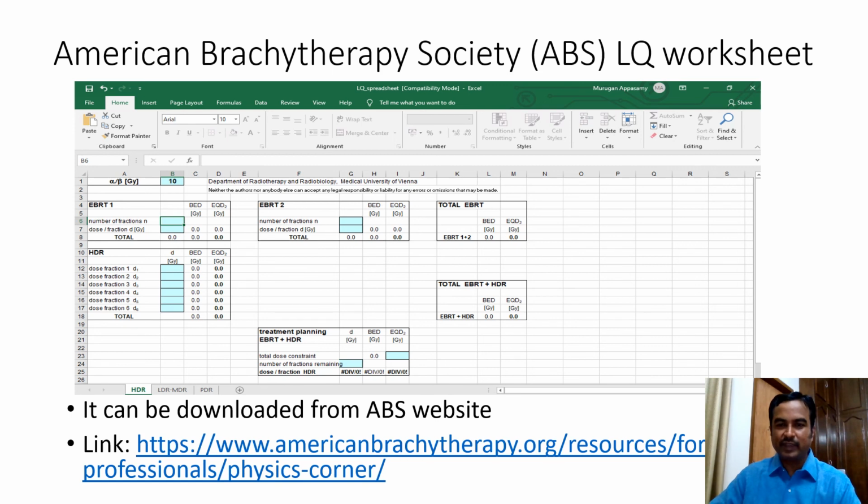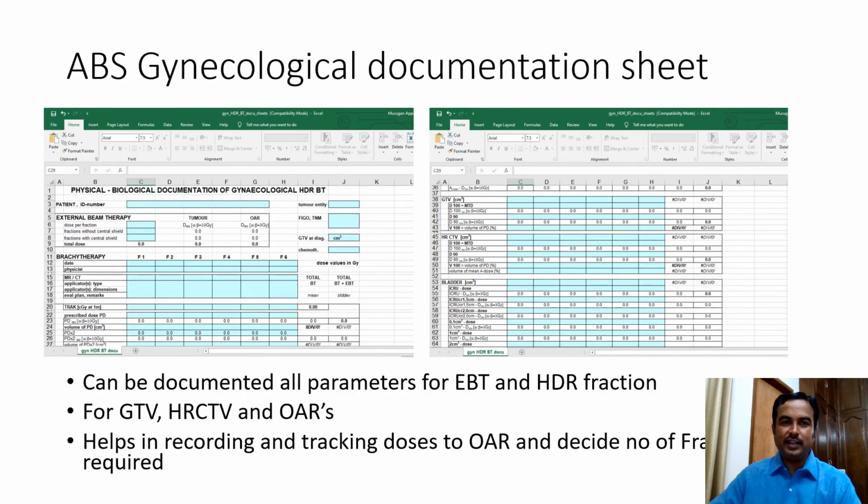Similarly, the same ABS has also given an Excel worksheet for calculating as well as recording the dose to the OARs as well as to the targets. This will help us to record the details in a unified method for all the patients, and it also helps us to decide how many fractions of brachytherapy may be required for this patient.